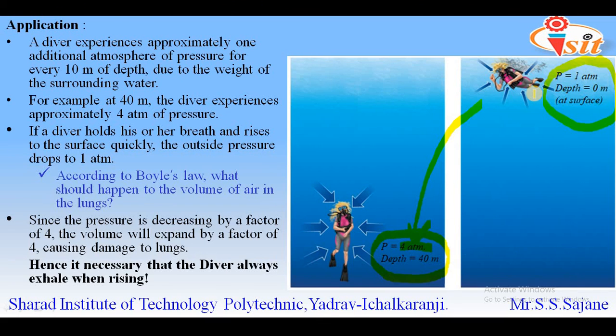With this increase in pressure, we can understand that as per Boyle's law, there will be some decrease in volume. At such depth, if the diver requires additional air for breathing, he will get that air from the equipment which he is carrying on his back. The equipment will have enough air to provide the diver enough oxygen for breathing. Now, if the diver wants to come to the surface from this depth, there might be a great problem, because if the diver holds his breath and rises to the surface quickly, then the outside pressure will again drop to 1 atmosphere from 4 atmospheres.